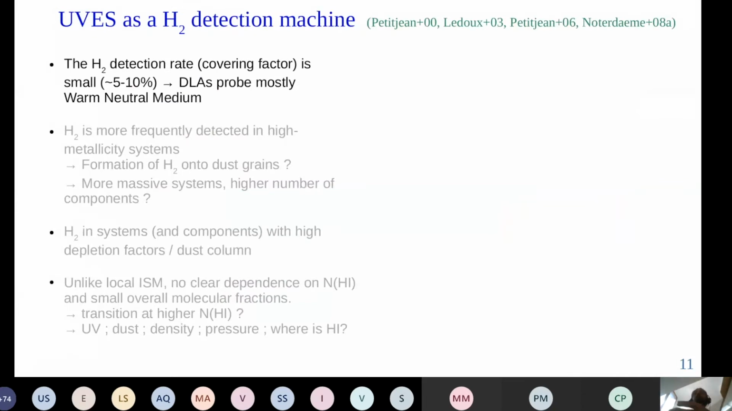So if I consider UVES as a detection machine and just talk about whether H2 is detected or not, there have been a number of surveys. I arrived in the middle of these surveys when I started my PhD with Patrick Petitjean and Cédric Ledoux. And this started to show different properties of these H2 systems. But the first thing is that the H2 detection rate actually was small. So it's of the order, now we know, of around 5 to 10% at most, which means that DLAs probe mostly warm neutral medium. This is very different from what we see in the solar neighborhood.